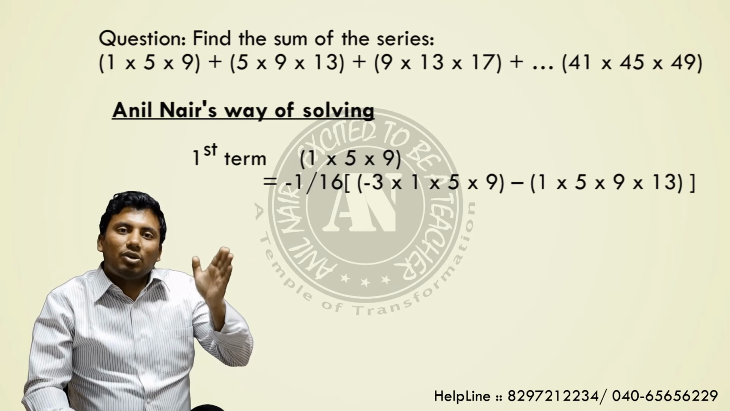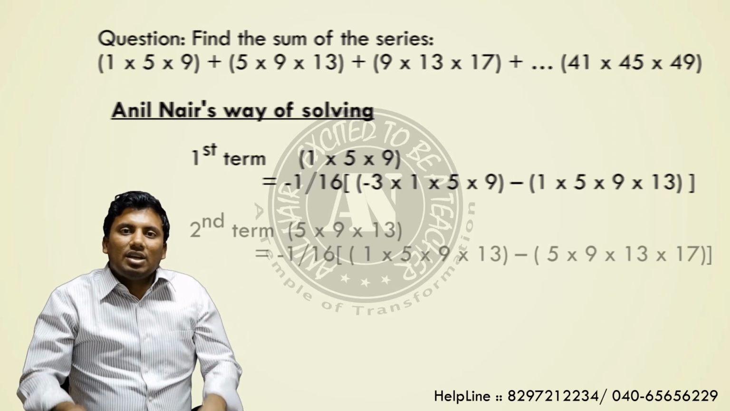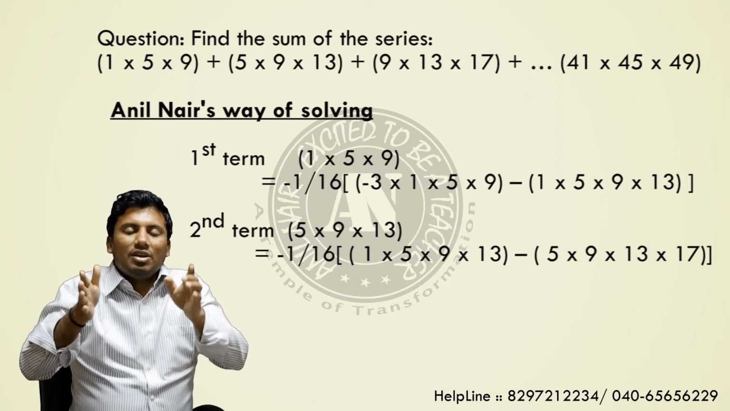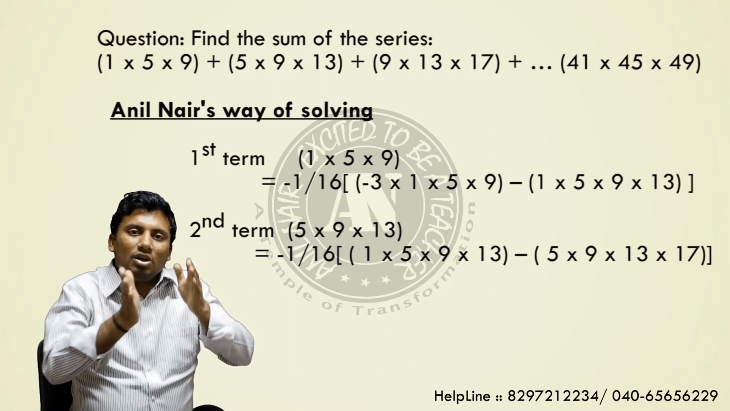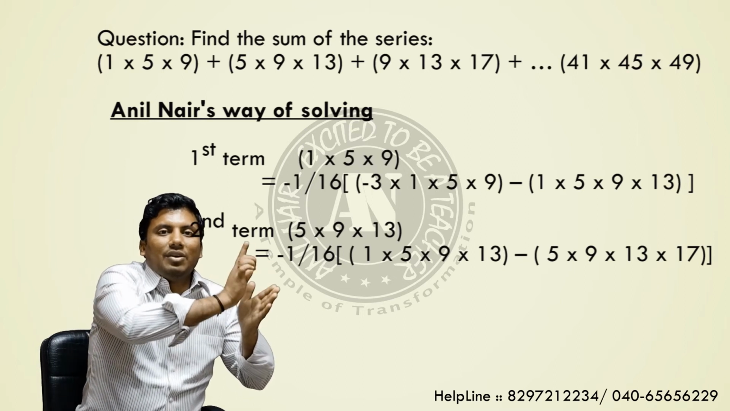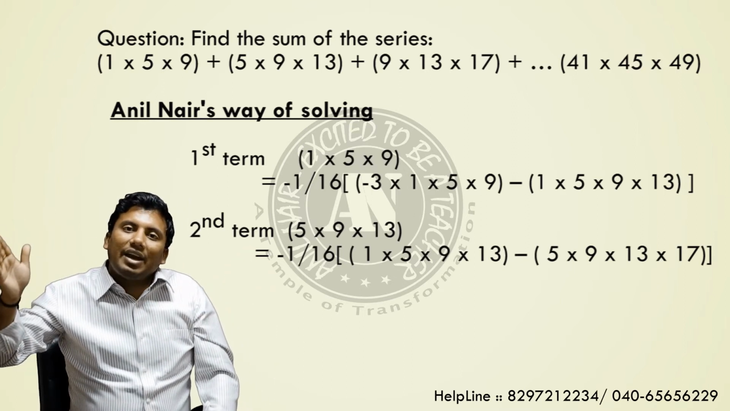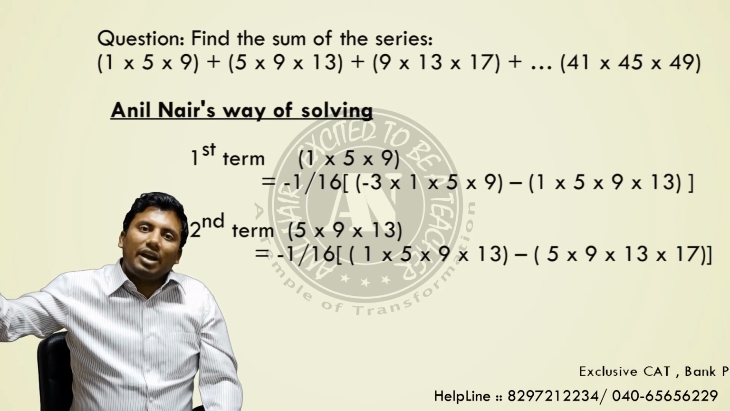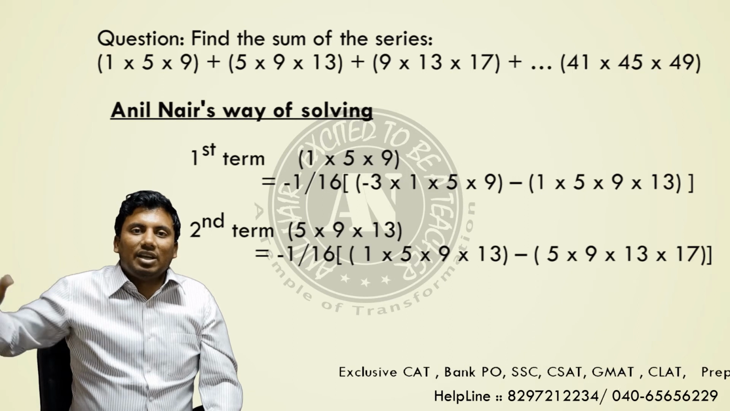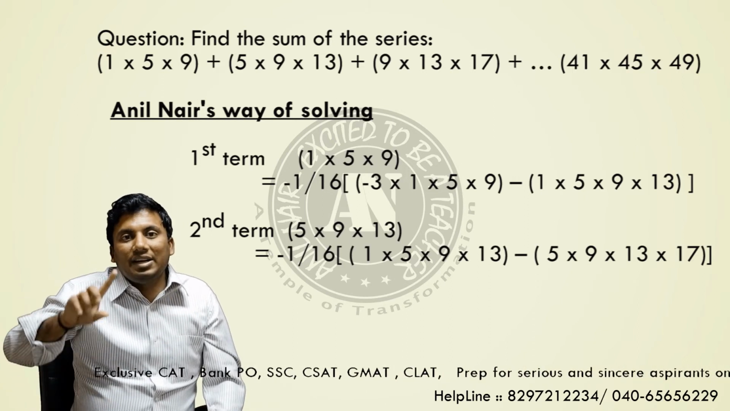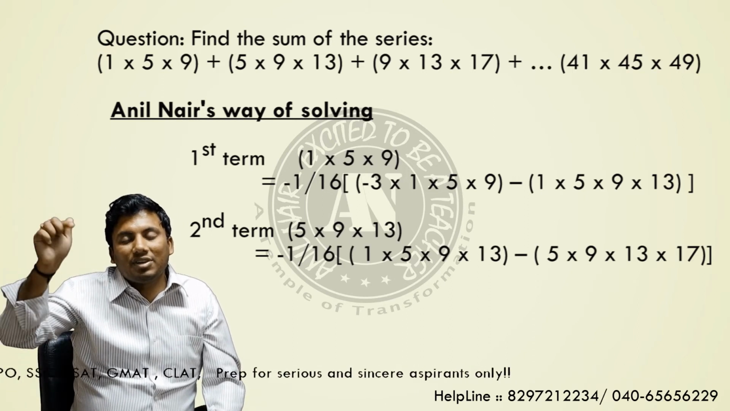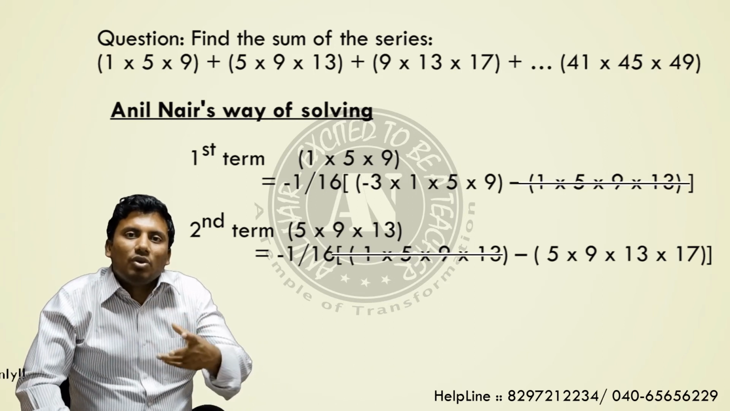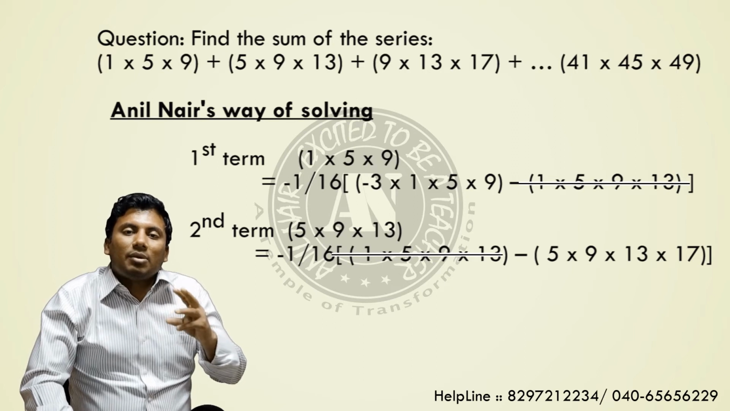Similarly, 5 into 9 into 13 can be written as: write down 5 into 9 into 13 two times. First term 5, 9, difference is 4. Go 4 units before 5, 1. Again write 5 into 9 into 13. 5, 9, 13, difference is 4. Write 4 units after 13, 17. If you observe, the second term in the first value and the first term in the second value can both get cancelled. This is how we can nullify all the intermediate terms.